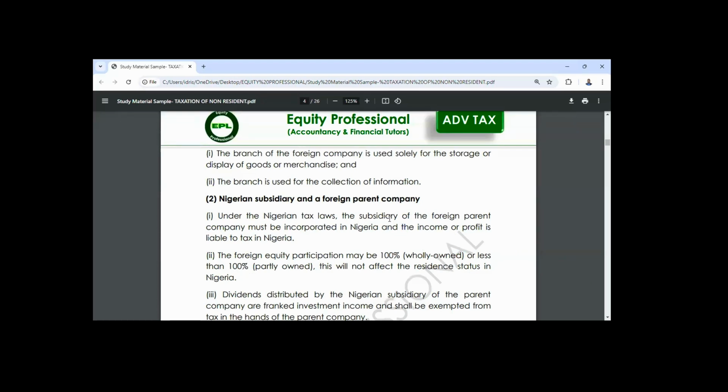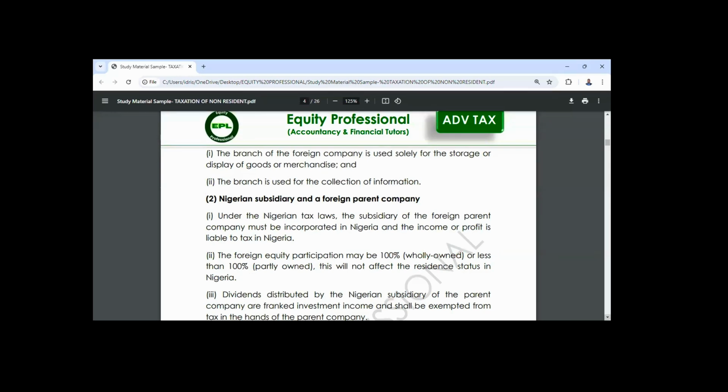Under the Nigeria tax law, the subsidiary of a foreign parent company must be incorporated in Nigeria. But look, when you look at the first one we talked about, a Nigeria branch and a foreign head office, we said that branch doesn't need to be incorporated in Nigeria. But if it is a subsidiary, it must be incorporated in Nigeria. And the income, the profit that they derive in Nigeria will be liable to tax in Nigeria.